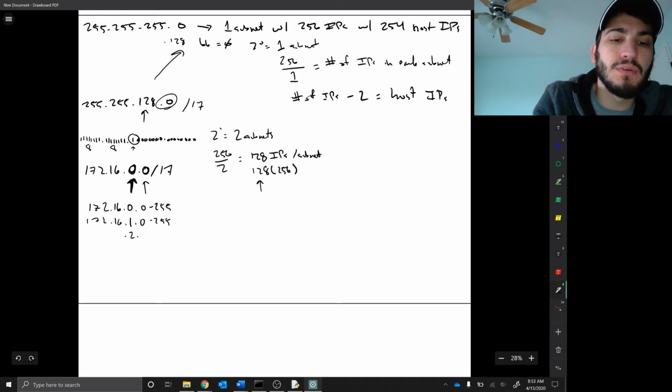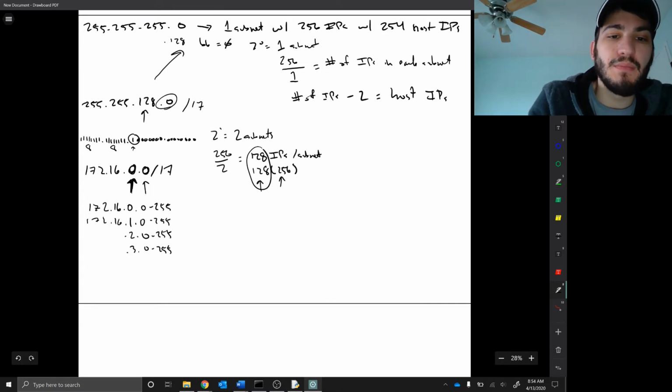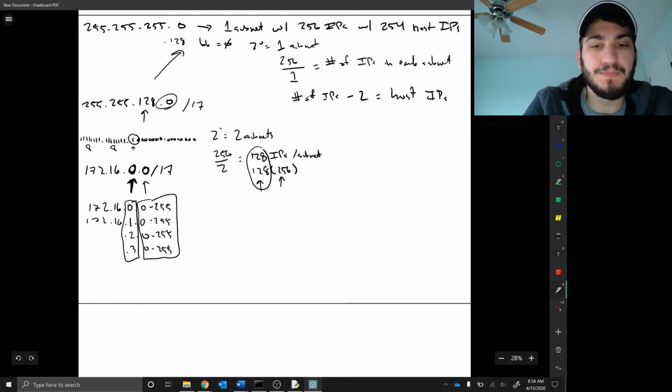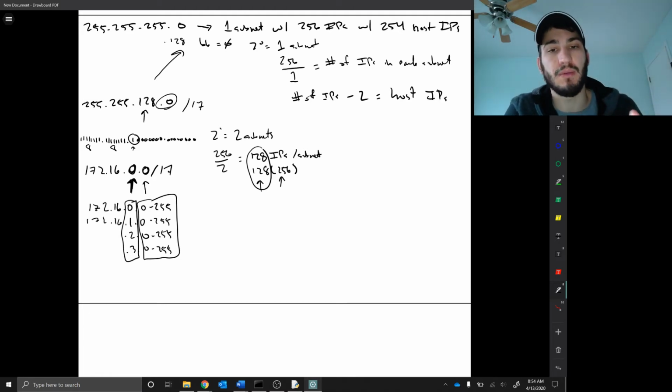you can go from 0 to 255. From 3, you can go from 0 to 255. So yes, you have 128 IPs per subnet, but you have to multiply that by 256, because for every IP address here, you can go from 0 to 255 here. So this allows you to have a lot more hosts per subnet.